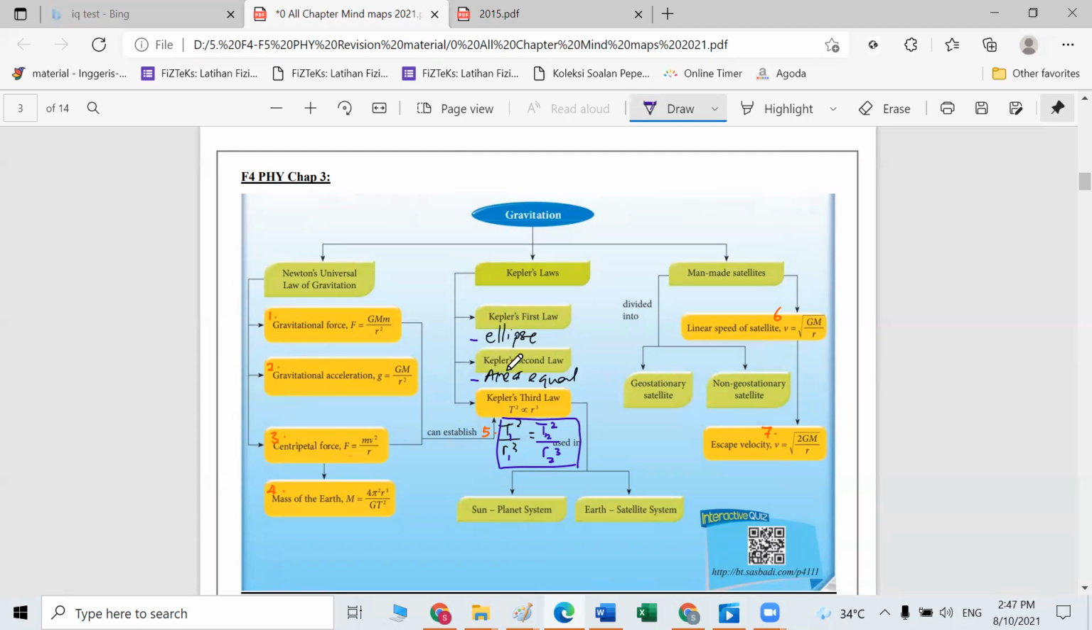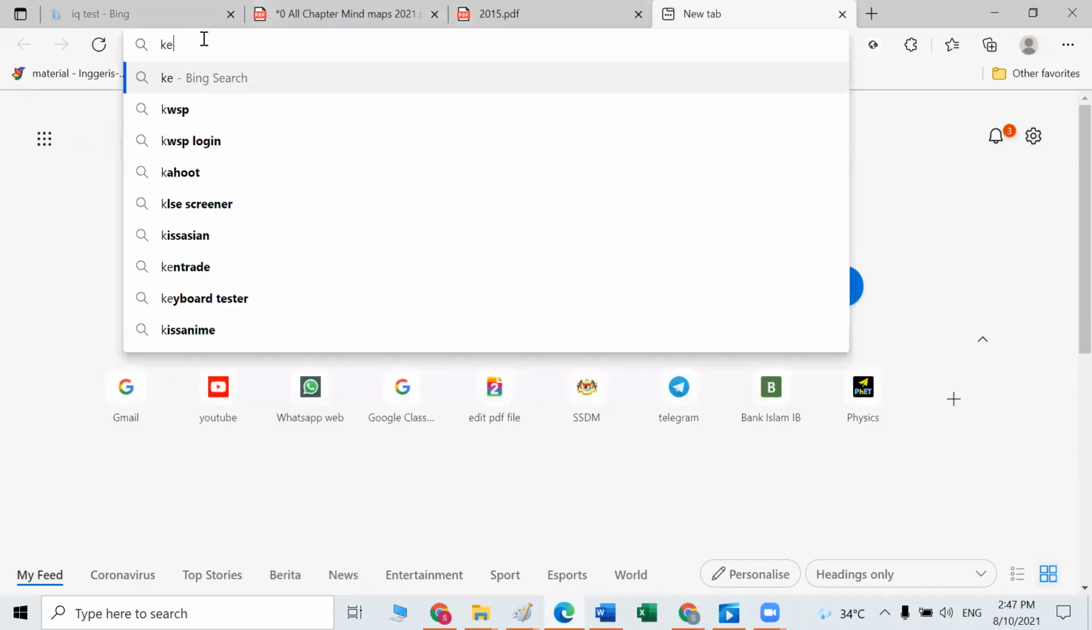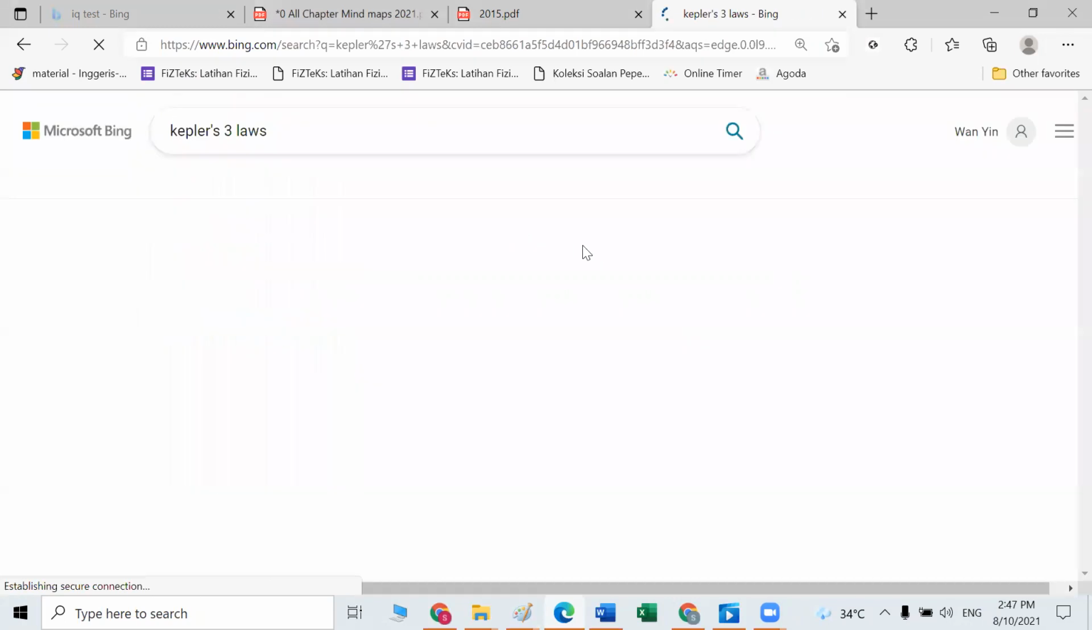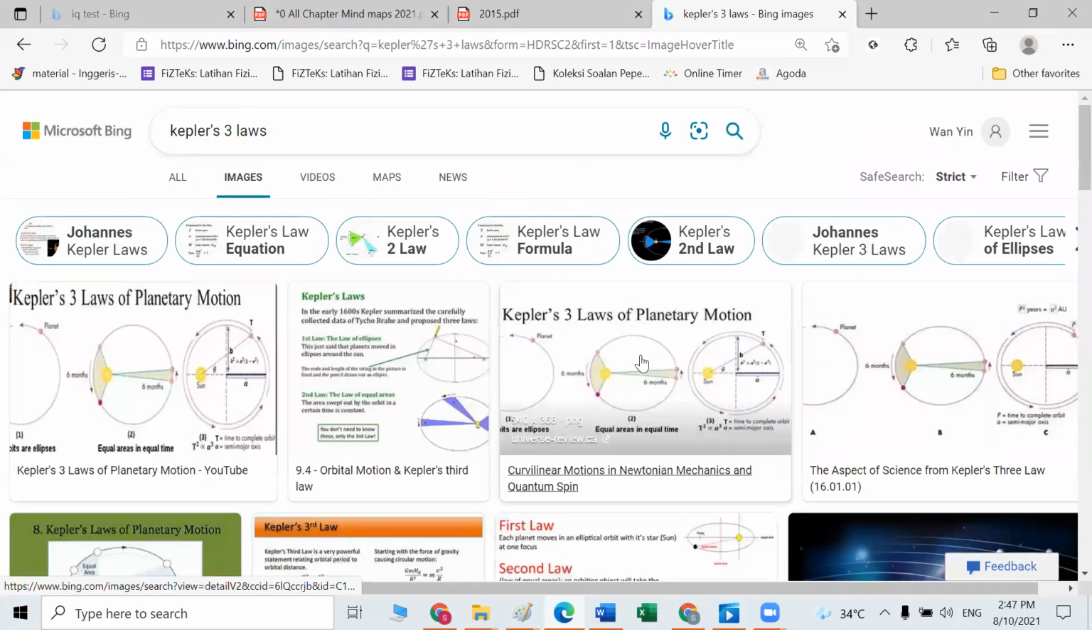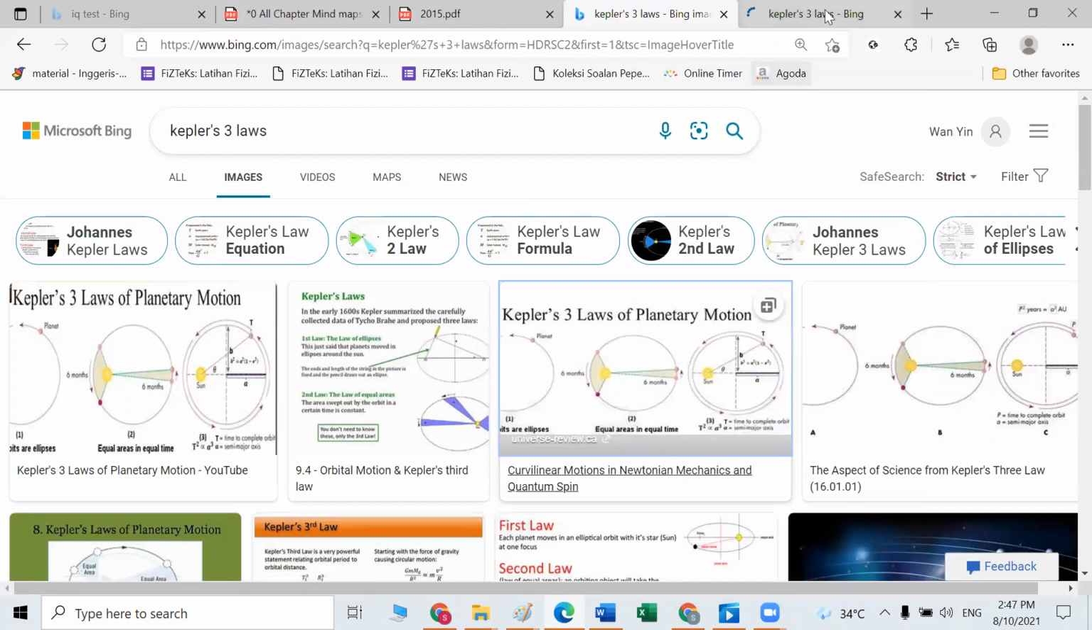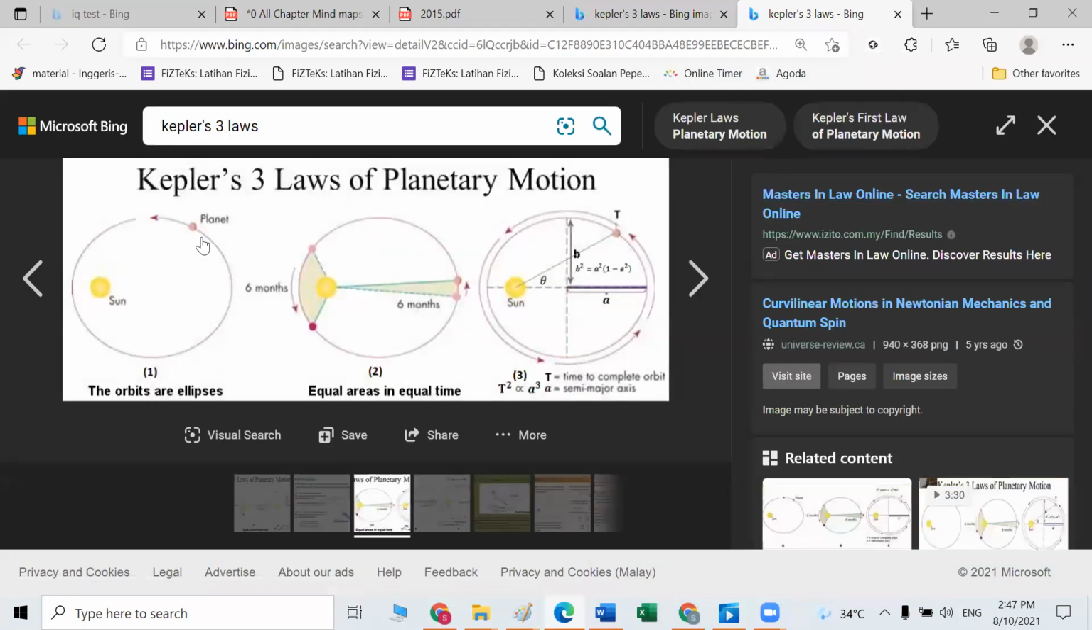Can I remember this? Do I need to explain in diagram to help you recall? This one. Yeah, I should put this inside.